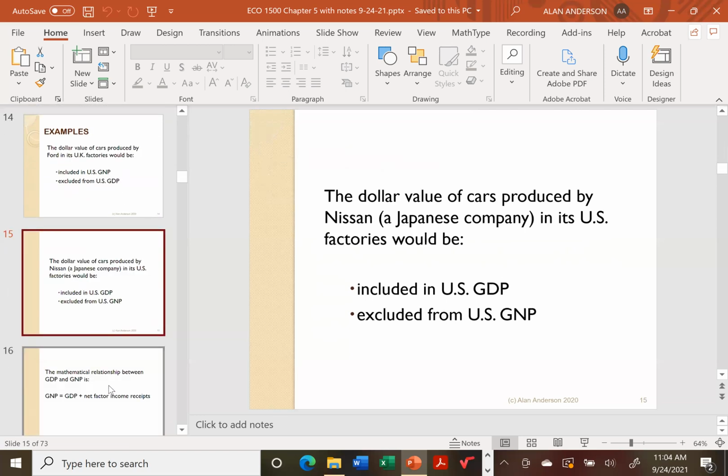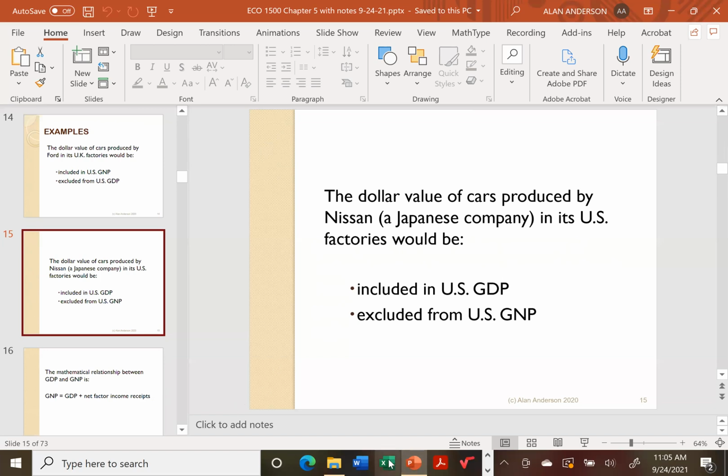On the other hand, if Nissan, which it does, produces cars in the United States, those would get counted in US GDP because they're being built in the US, but they're left out from US GNP because it's not an American company. So both measures, GDP and GNP, have their advantages and disadvantages. But until maybe 30 years ago, most economists thought that GNP was the better measure. But somewhere along the way, there was a change in the economics profession, and everyone decided that, after all, GDP is probably the better measure. So that's normally what you see.